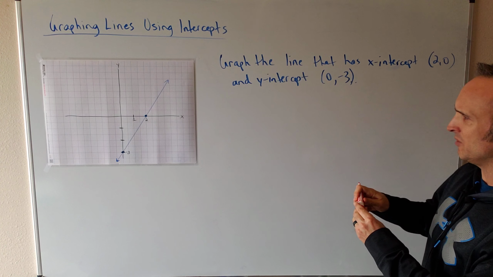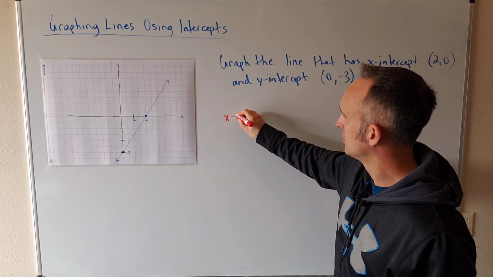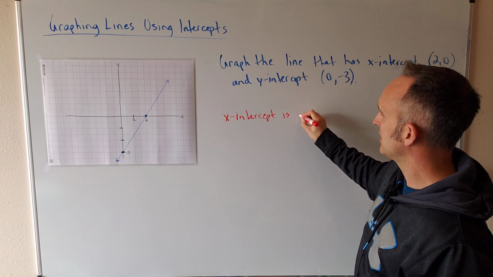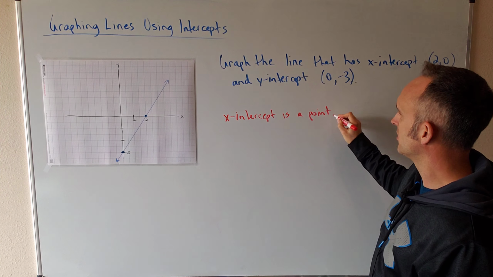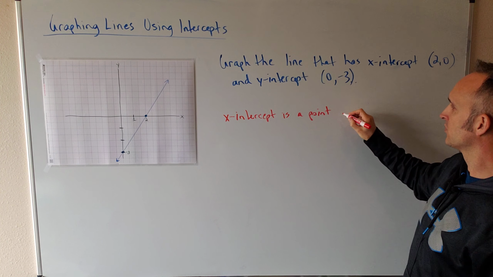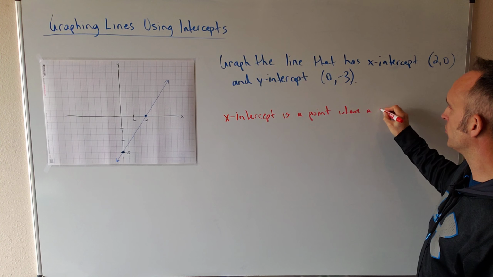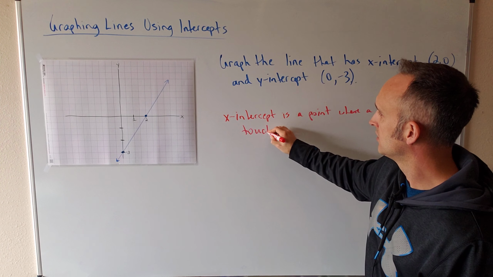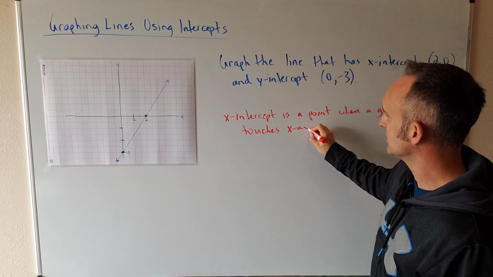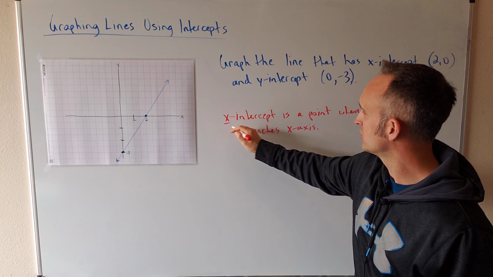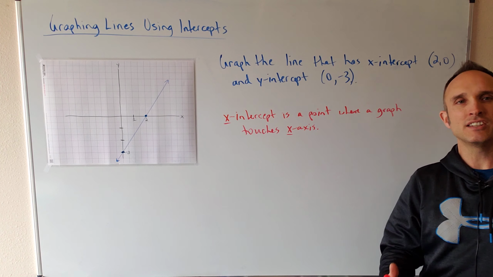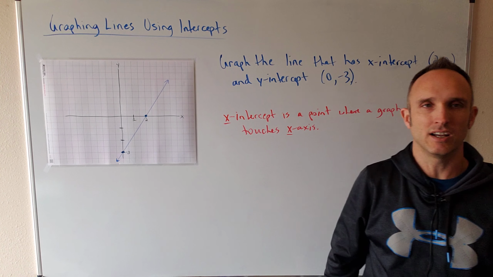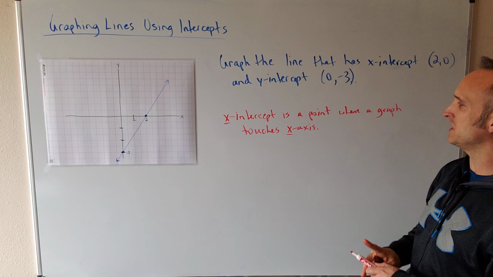So what can we get about x and y intercepts from this? Well, what is the x-intercept? An x-intercept is a point, meaning an ordered pair, where a graph touches the x-axis. It doesn't have to cross necessarily. There are some graphs that come down and just kiss the x-axis and bounce back up. That can happen as well, so it just has to touch the x-axis.